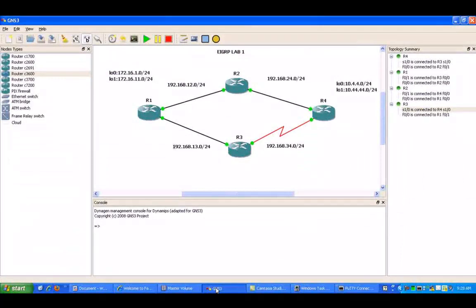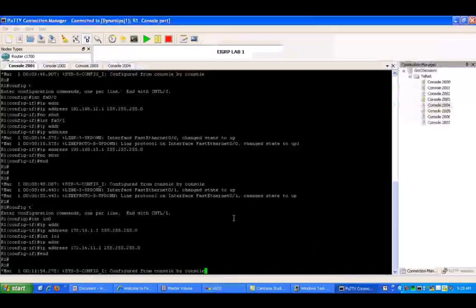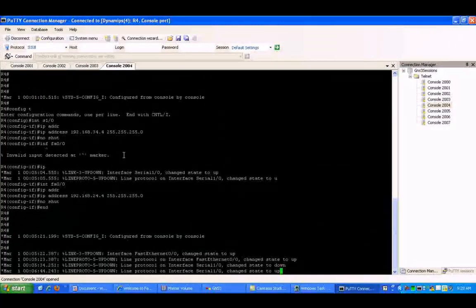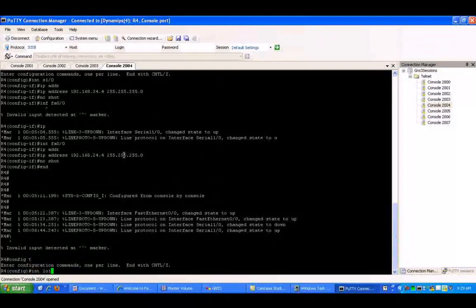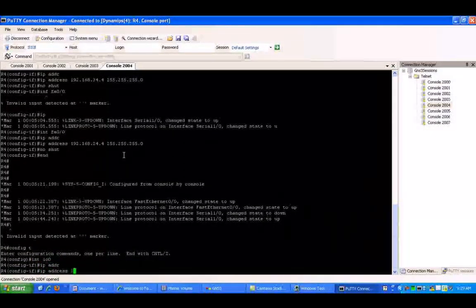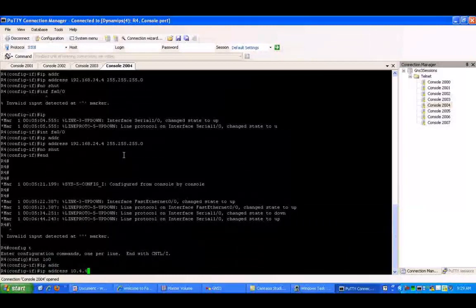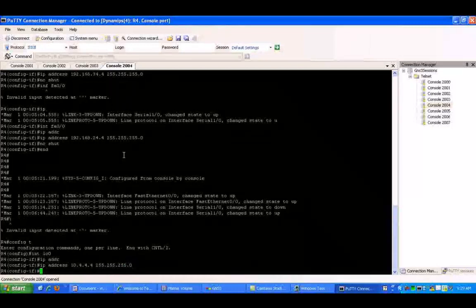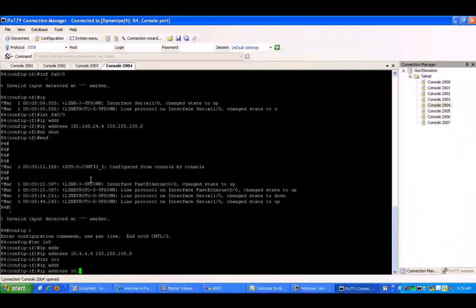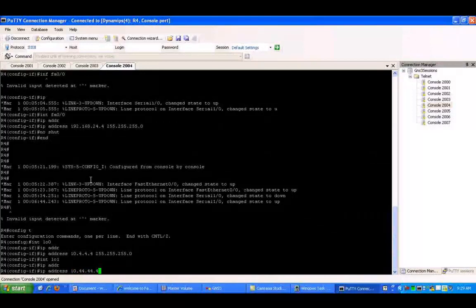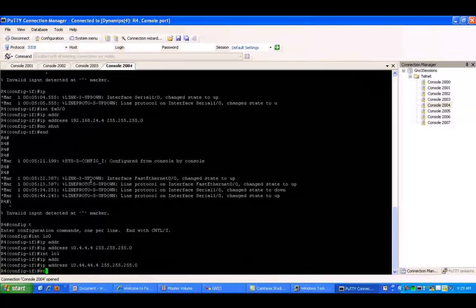We're going to go to router 4. It has two loopbacks as well. So we'll get into router 4 and go under interface loopback 0. We will give it the IP address of 10.4.4.4 with the /24 subnet mask. And then we're going to configure loopback 1 with the IP address of 10.44.44.4 with a /24 subnet mask as well.